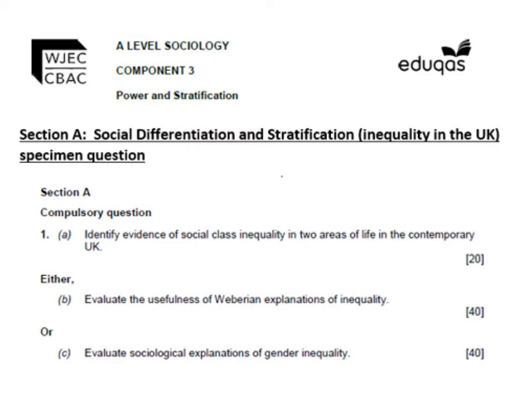It's a 2.5-hour exam paper and it's worth 40% of your overall A-level grade, and it has 2 sections to it. Section B covers the work that we've done on world sociology, and Section A is on social differentiation and stratification, or inequality in the UK.